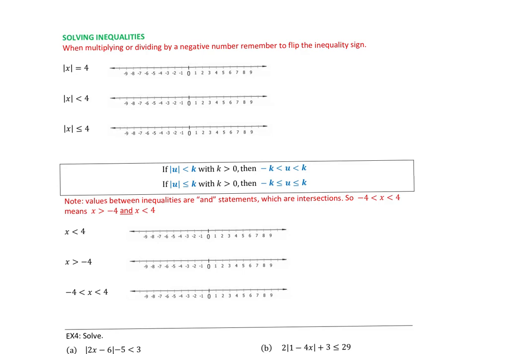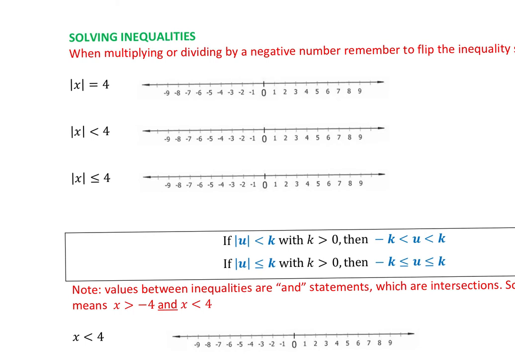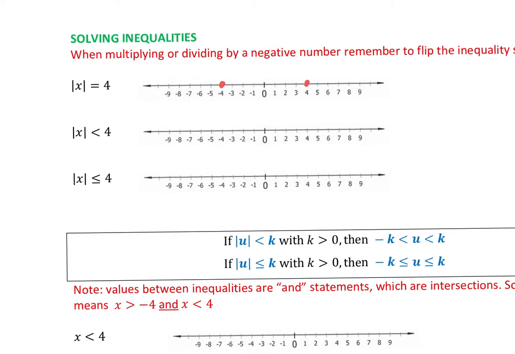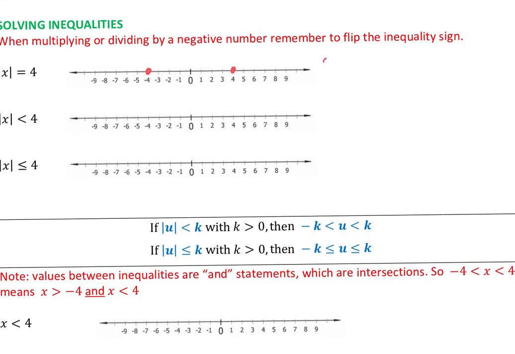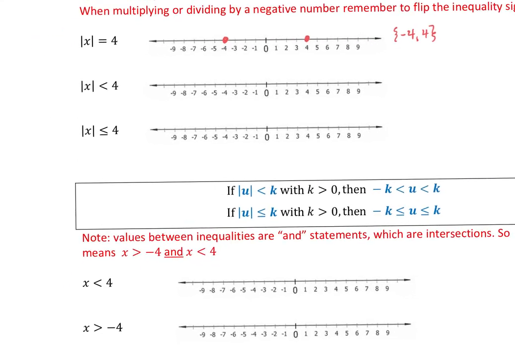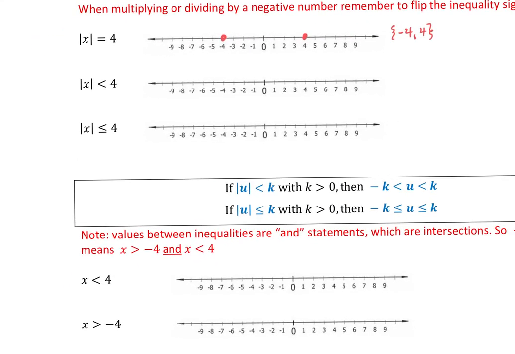Now we're going to solve some inequalities. So let's first look at our solution for the absolute value of x equal to 4. Recall that that was negative 4 and positive 4. We just had the two solutions, so I could write it as a solution set, negative 4 comma positive 4. But what if we had the absolute value of x less than 4, or the absolute value of x less than or equal to 4? So let's think about this.